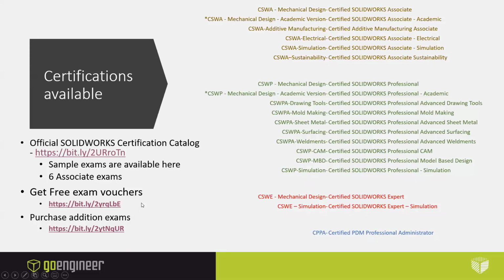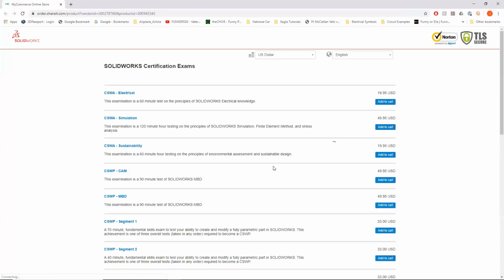If you want to use this time right now to get more than what we do as far as the free vouchers are concerned, this link will bring you into the website. It's a SOLIDWORKS website for purchasing additional exam vouchers. So for example, if you wanted to get the associate for electrical, it's $19.95.